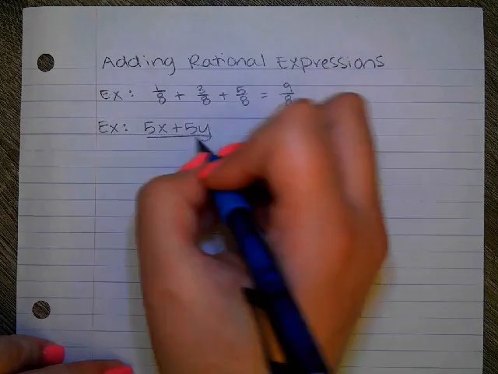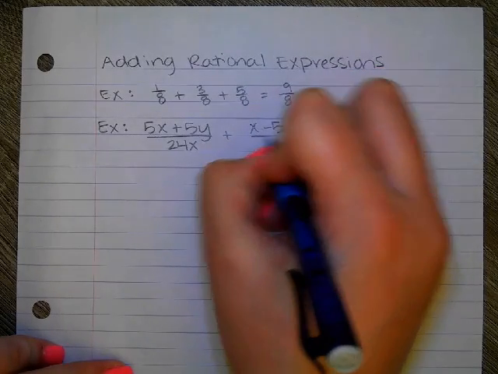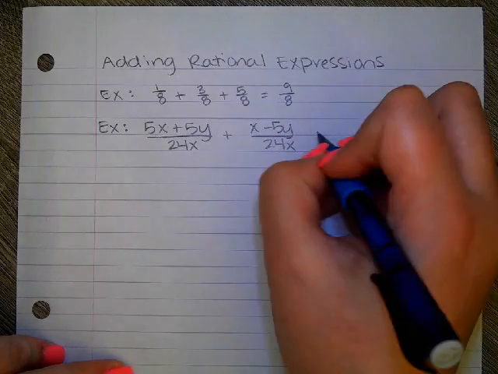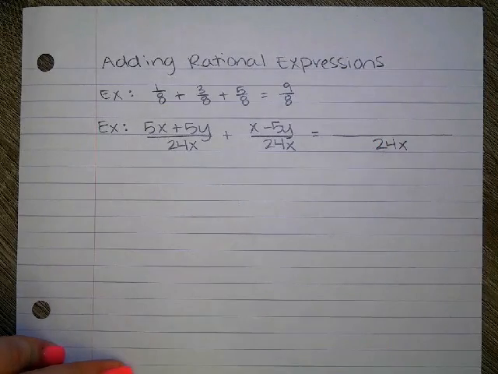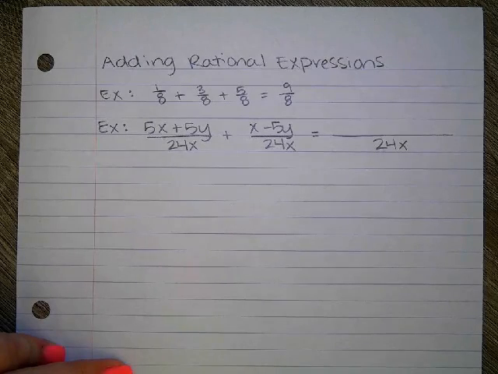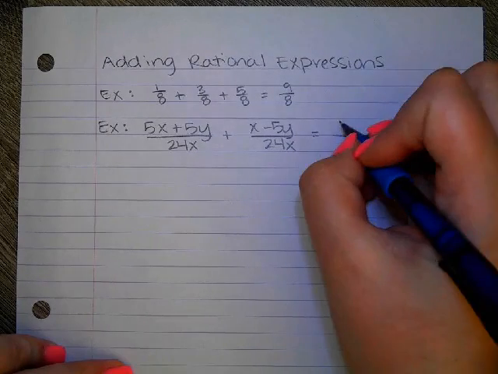So if we have (5x plus 5y) over 24x plus (x minus 5y) over 24x, and we're going to add those together, then we're going to have a common denominator of 24x. I'm going to show my work, not because I need it for adding rational expressions, but because when we do subtracting rational expressions, it's going to make a big difference. I want to be consistent with how I show my work so that I don't have to memorize different steps for different types of problems. So I'd like you guys to do it this way, even though it's going to be obnoxious today.